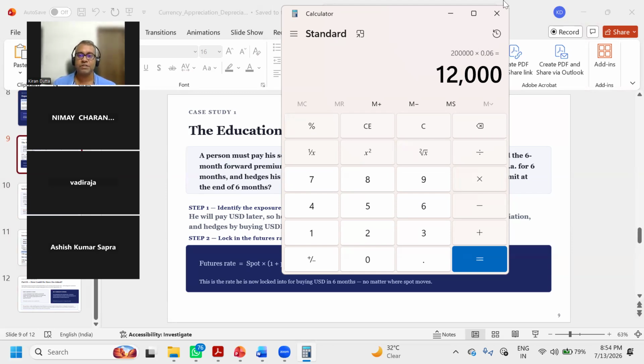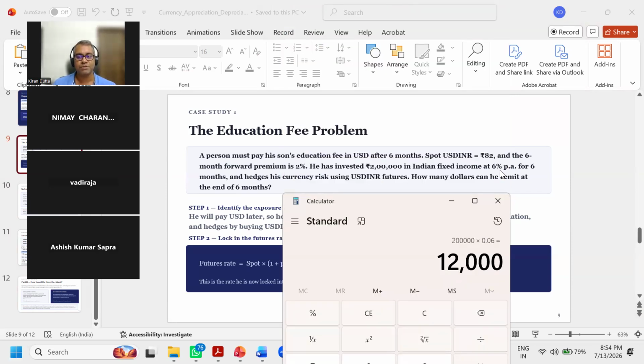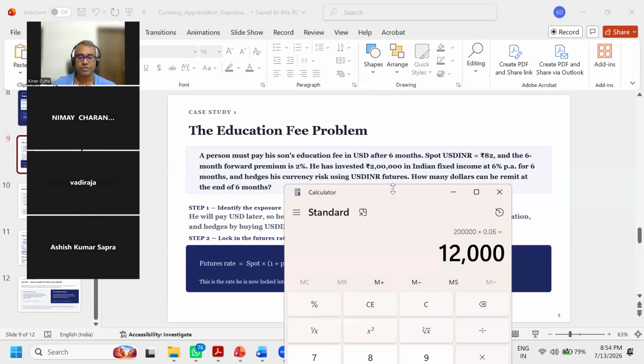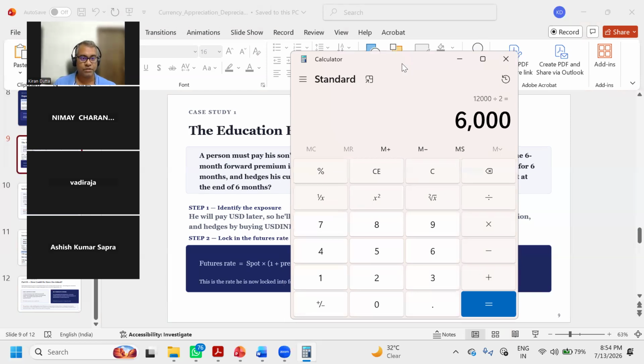What they will do is blindly calculate 2 lakhs times 6%. But what you have to remember here is he has put in the money only for 6 months. That means the return that I am making is only 6,000, right? Now, plus 2 lakhs. So how much will you have? Divided by what is it, 83.64. Okay.